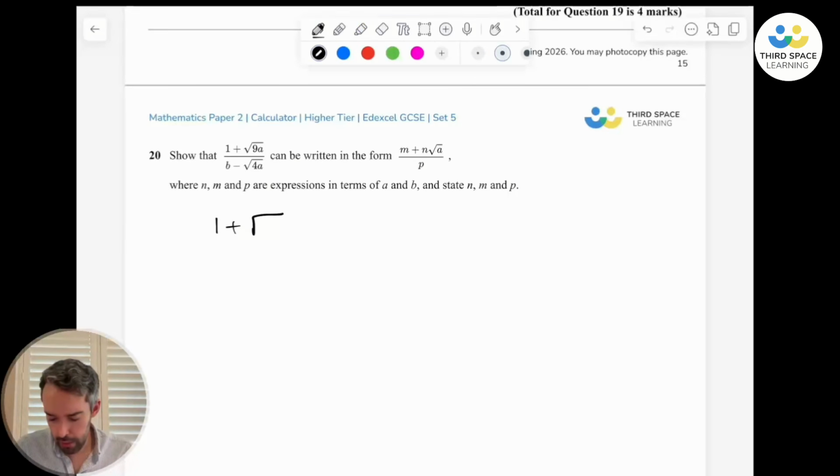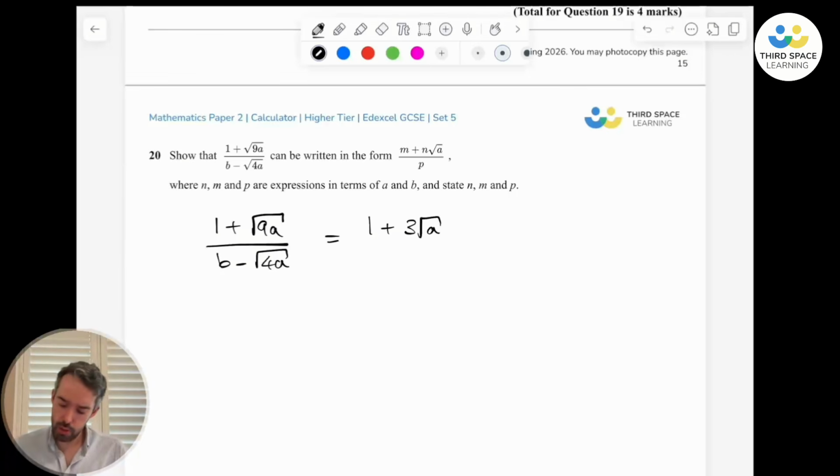I've got 1 plus the square root of 9a over b minus the square root of 4a. Well, the square root of 9 is just 3, so I can write that as plus 3, and the square root of a is just root a, so plus 3 root a over b minus, well, the square root of 4 is 2, so it's going to be 2, and the square root of a is root a. Okay, so that's looking a bit nicer.